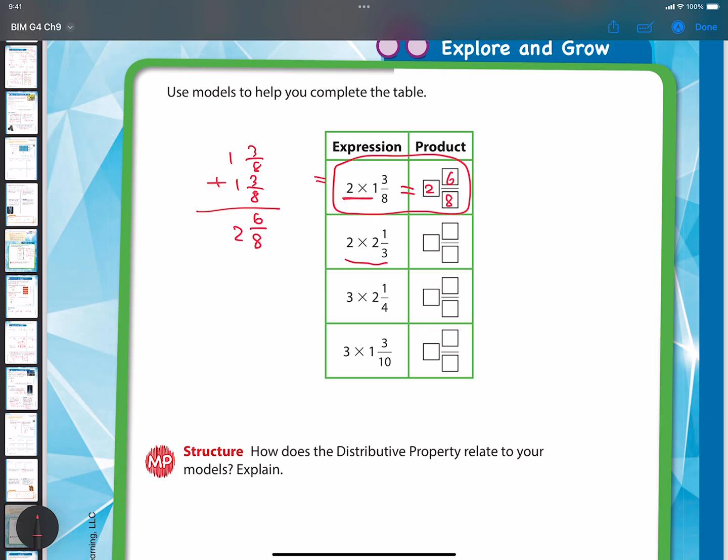So here, 2 times 2 and 1 over 3. Same thing. This is what? Repeated addition. So 2 and 1 over 3 plus 2 and 1 over 3. 1 over 3 plus 1 over 3 is what? 2 over 3, right? And 2 plus 2 is what? 4. So the answer is what? 4 and 2 over 3. All right, did you notice something now? Did you notice?